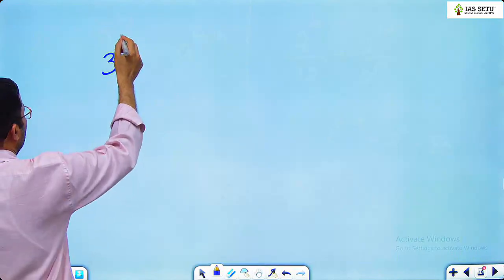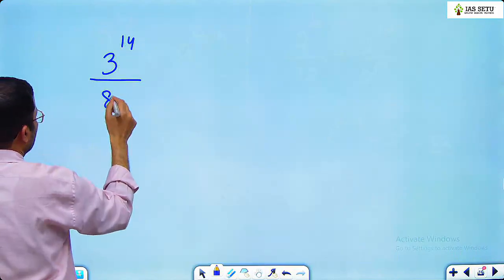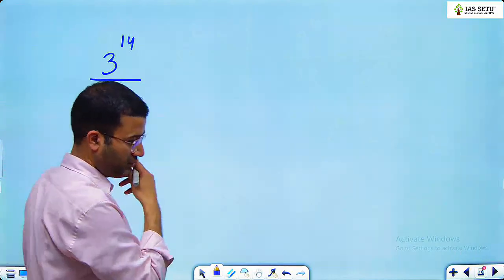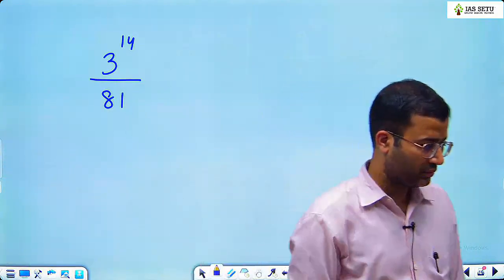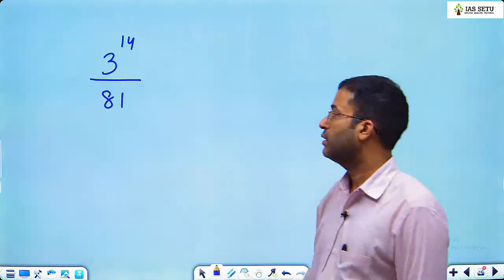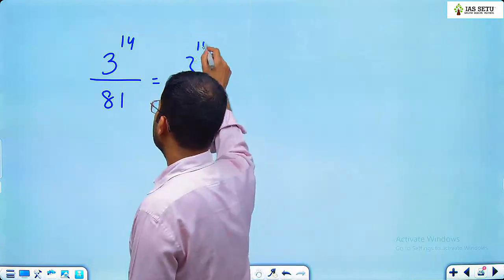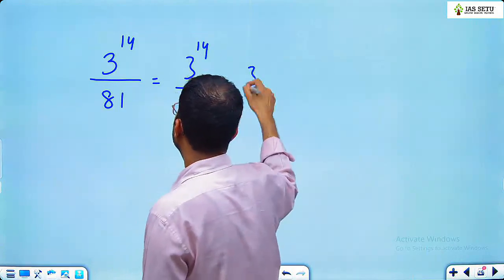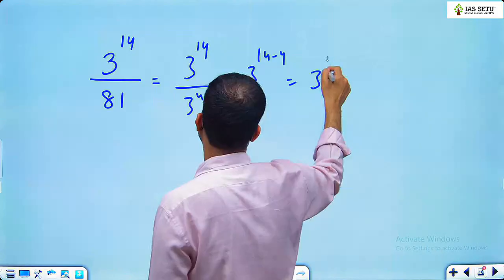3 to the power 14 divided by 81. What is 81? 3 to the power 4. So here it will be 3 to the power 14 minus 4, which is 3 to the power 10.